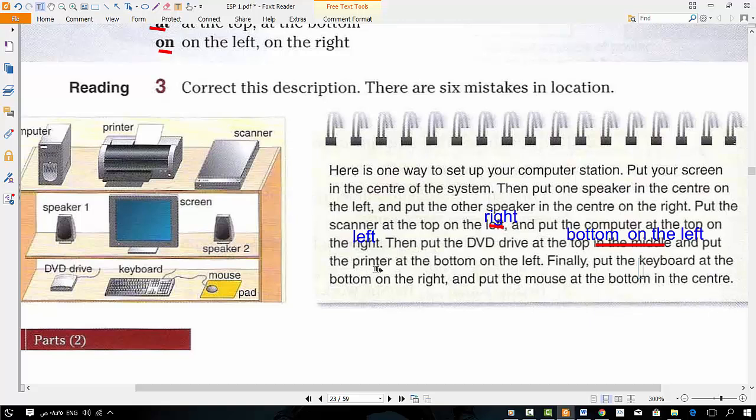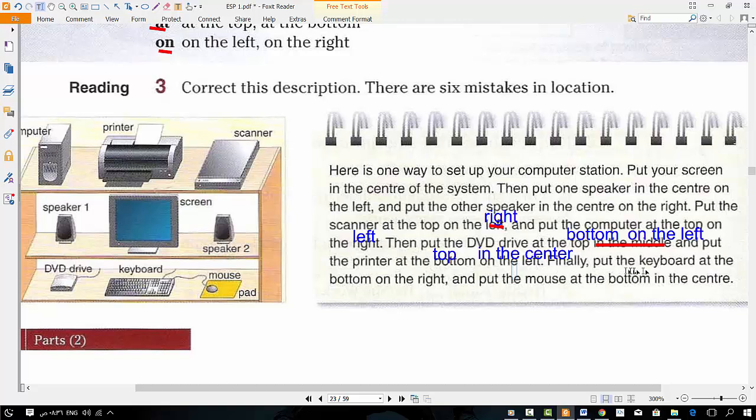And put the printer at the bottom. No, at the top. At the top. On the left. No, at the top. In the middle or in the center. At the top, in the center.